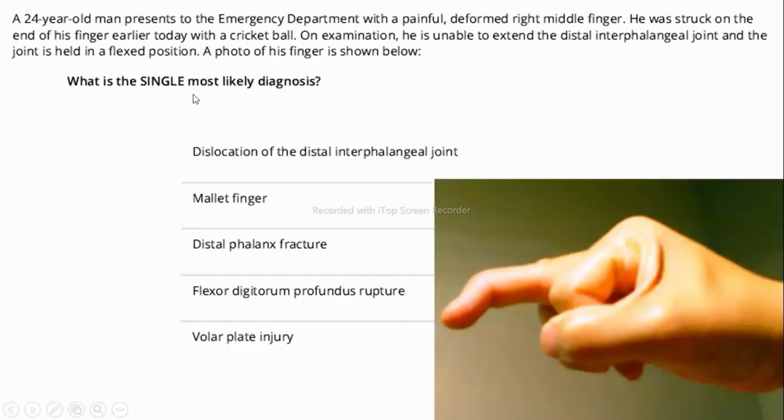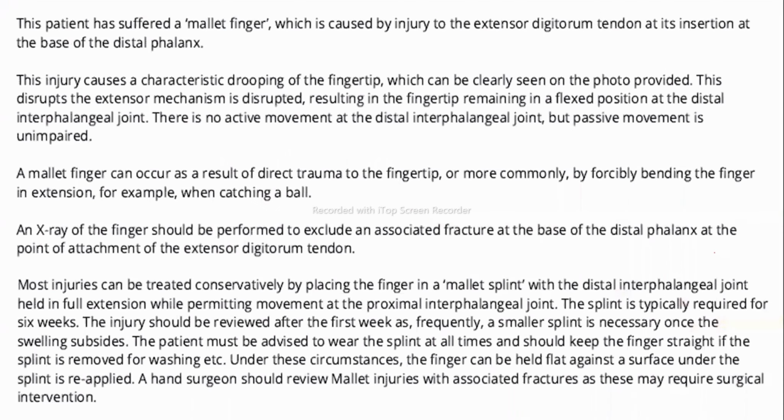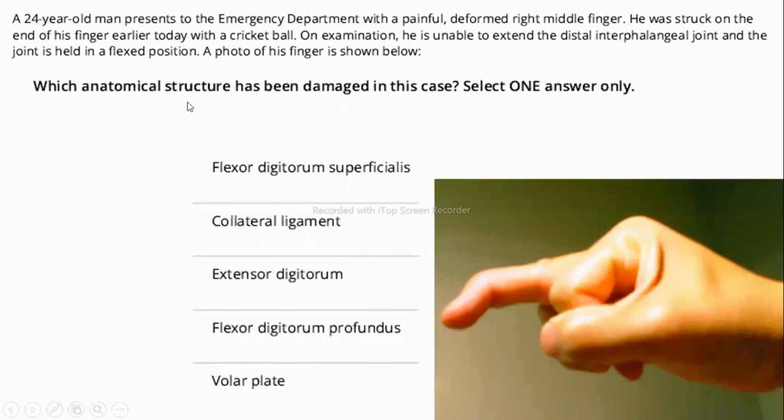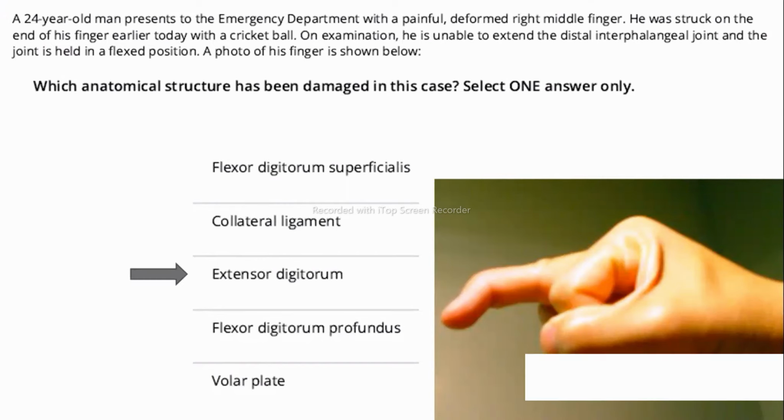So what is the single most likely diagnosis? Mallet finger. Excellent. So be familiar with mallet finger and the mallet splint. Which anatomical structure is involved? Extensor digitorum.